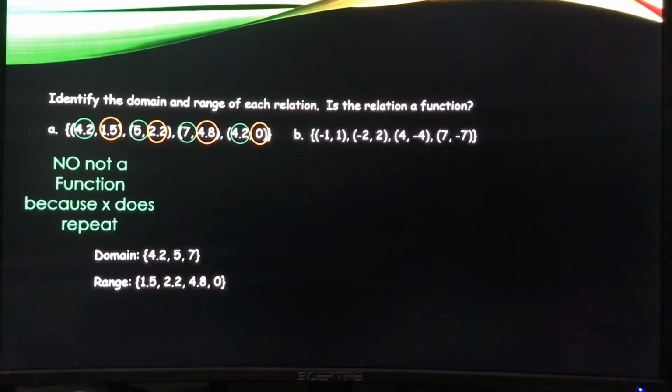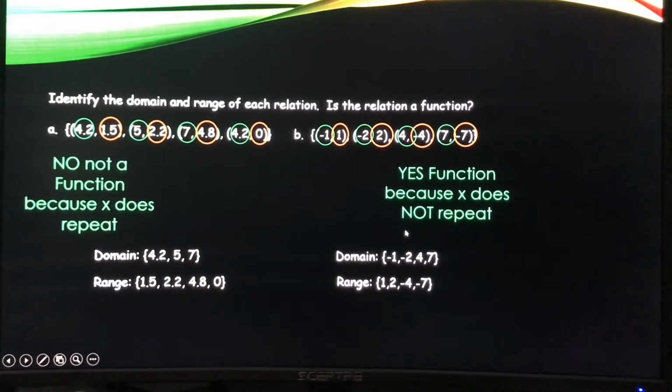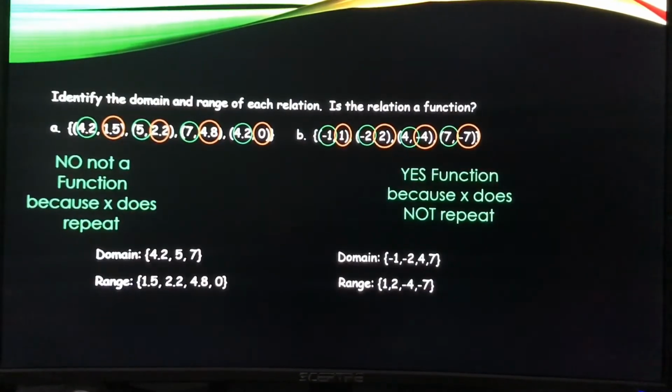Okay, so let's take a look at B. I'm going to go through and circle all of my x values. When I go down and I write them, I now have my domain. After that, all of my y's to give me my range. Again, to determine if it is a function, I'm looking at my domain, all of my x's. It is a function because x does not repeat. So that's how I would determine if it's a function based off of ordered pairs.